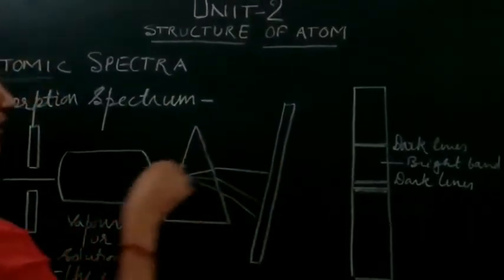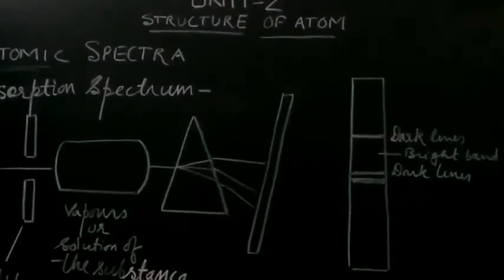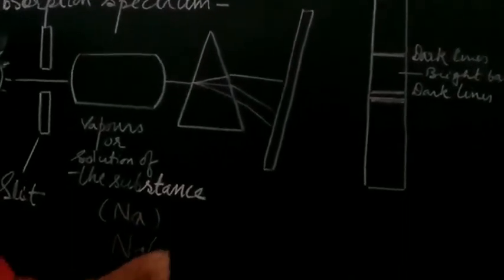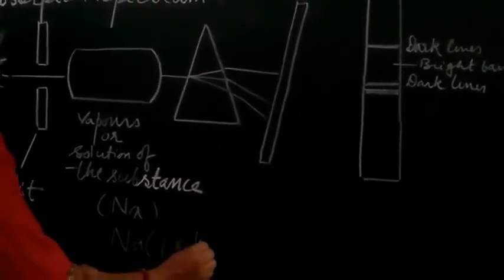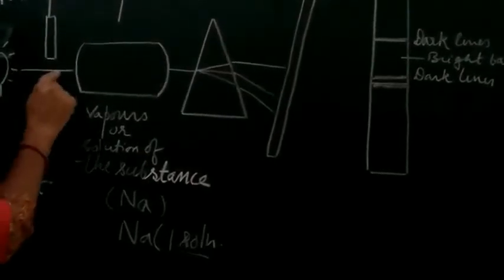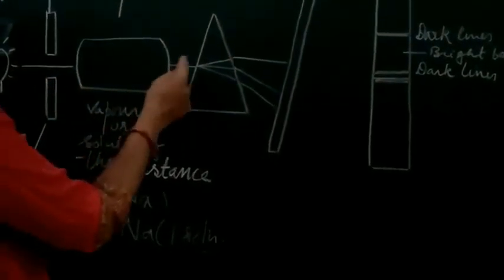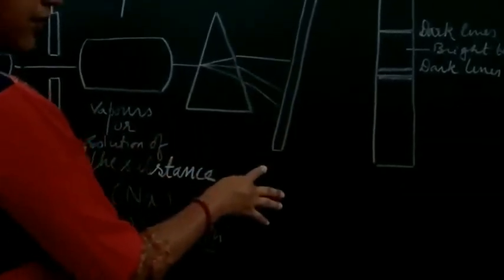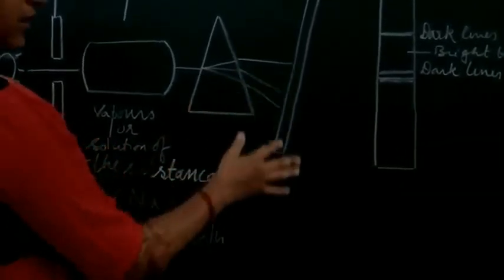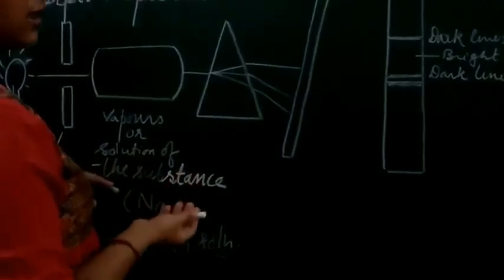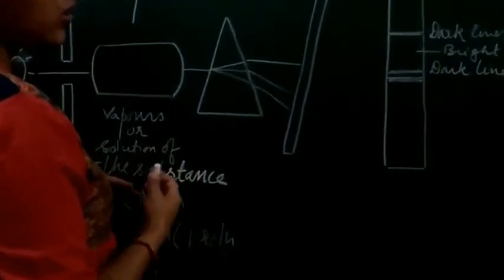Now let us again take the example of sodium. If we have taken sodium vapors or NaCl solution, when the continuous light is made to fall over here, the further transmitted light will fall on the prism, and then on the photographic plate we will obtain the spectrum. When it is developed, we will get the dark line at the same place where we were getting the colored yellow line earlier.